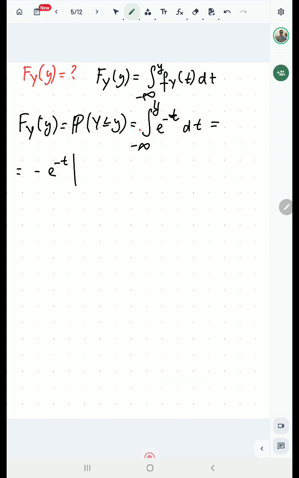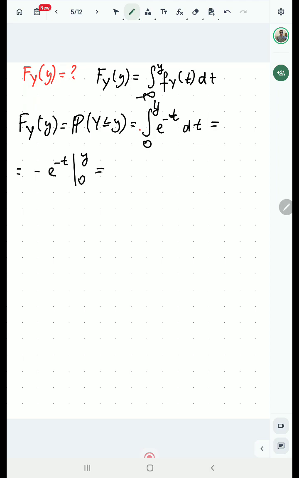So actually, instead of minus infinity, we have to evaluate it between 0 and y. Maybe you can also do it this way. Because the PDF is non-zero only between 0 and positive infinity, just integrate from 0. Okay, now once you do that, you get this integral, right?